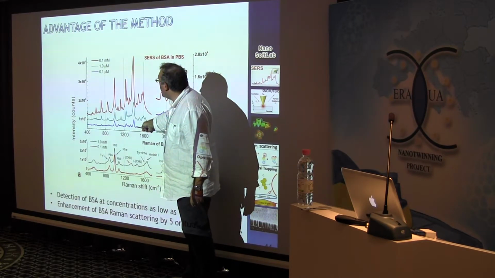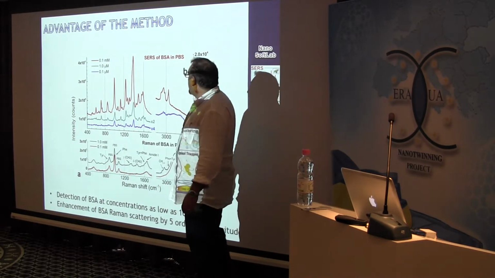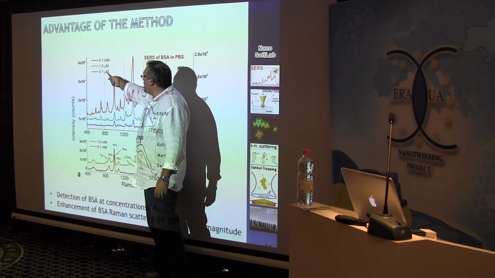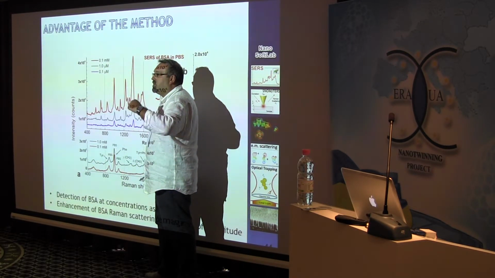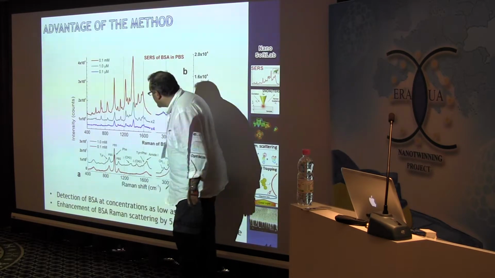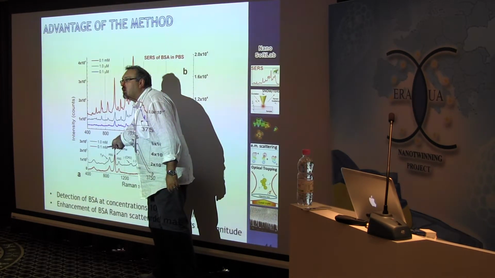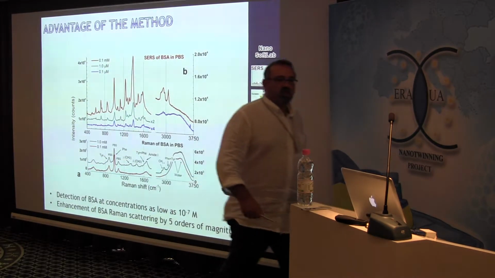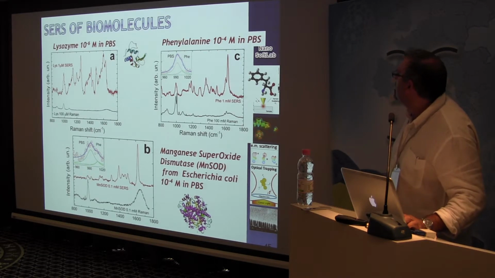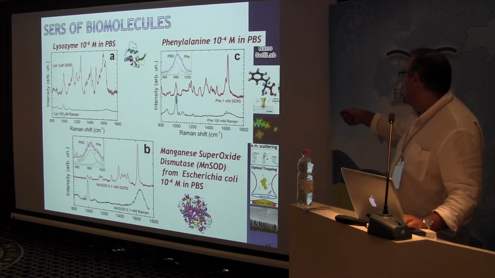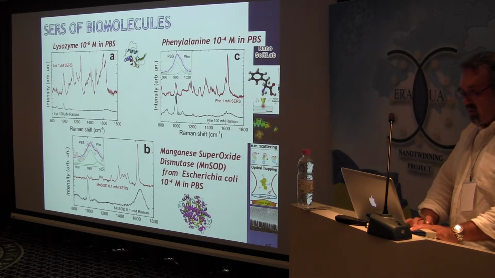Cells of BSA at a concentration of 0.1 picomolar. This is particularly an interesting factor because if you try to do Raman on BSA in PBS, you won't see anything at 0.1 millimolar. You just have the peaks of BSA. You can repeat this experiment with lysozyme, phenylalanine, and manganese oxide dismutase and see again this kind of process.